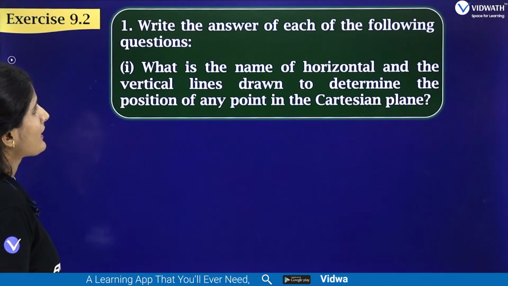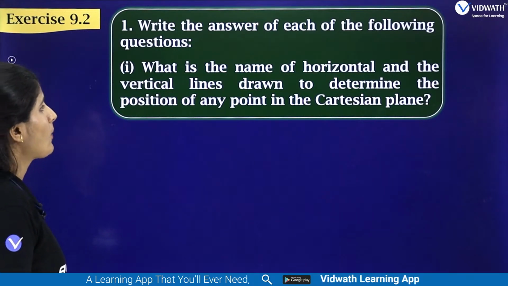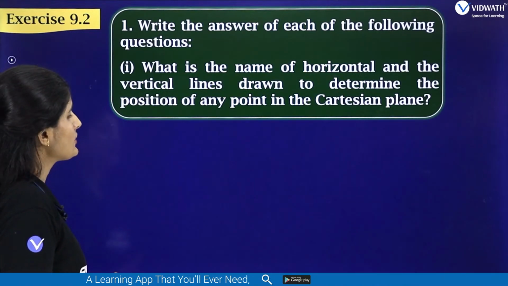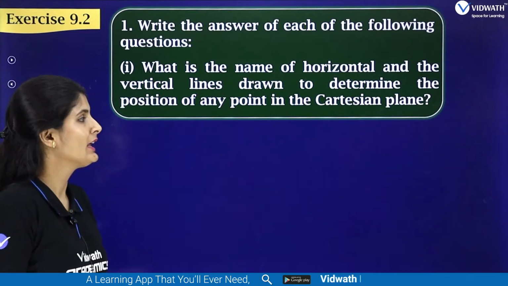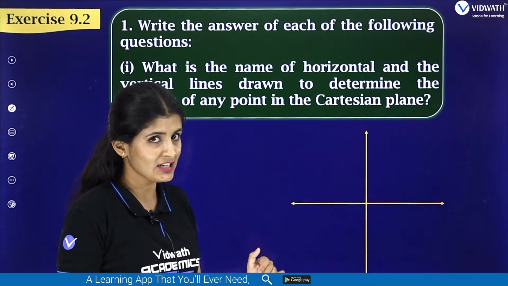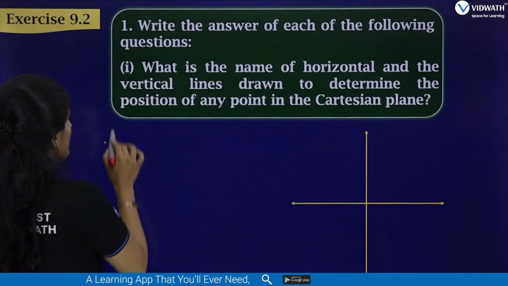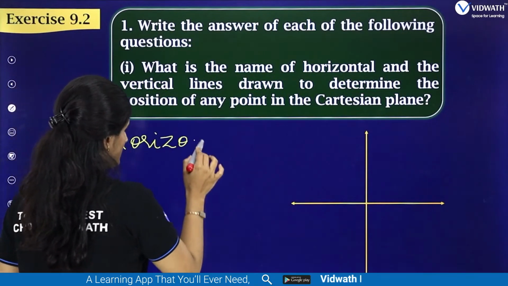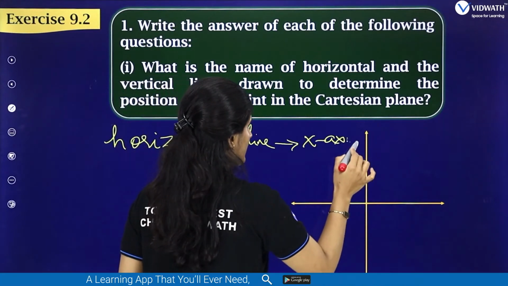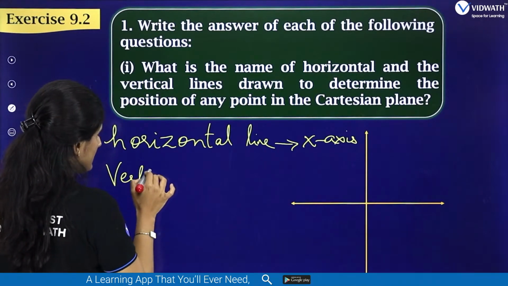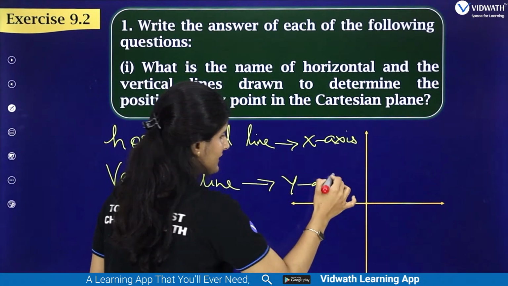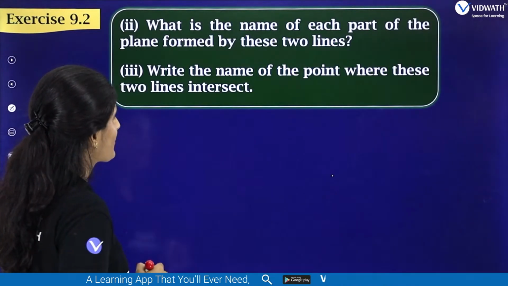The first question, write the answer of each of the following questions. What is the name of the horizontal and the vertical lines drawn to determine the position of any point in the Cartesian plane? In the Cartesian plane, we have a horizontal axis and a vertical axis that are intersecting each other. What are these lines? The horizontal line is the x-axis and the vertical line is the y-axis. Isn't it, students? The next question.